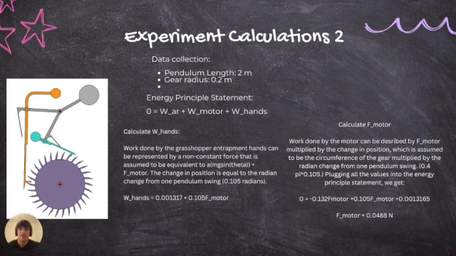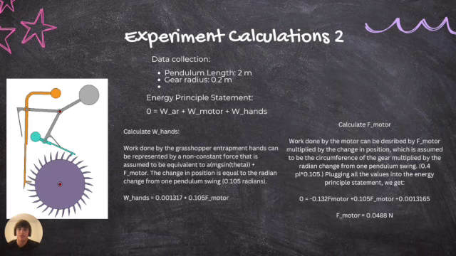The work done by the grasshopper escapement hands can be represented by a non-constant force of a constant A, which is equal to the ratio between the pendulum length and the gear radius, times mg sine theta plus force of motor. The change in position is equal to the change in radians of the gears from one pendulum half swing. The work done by the hands is shown on screen.